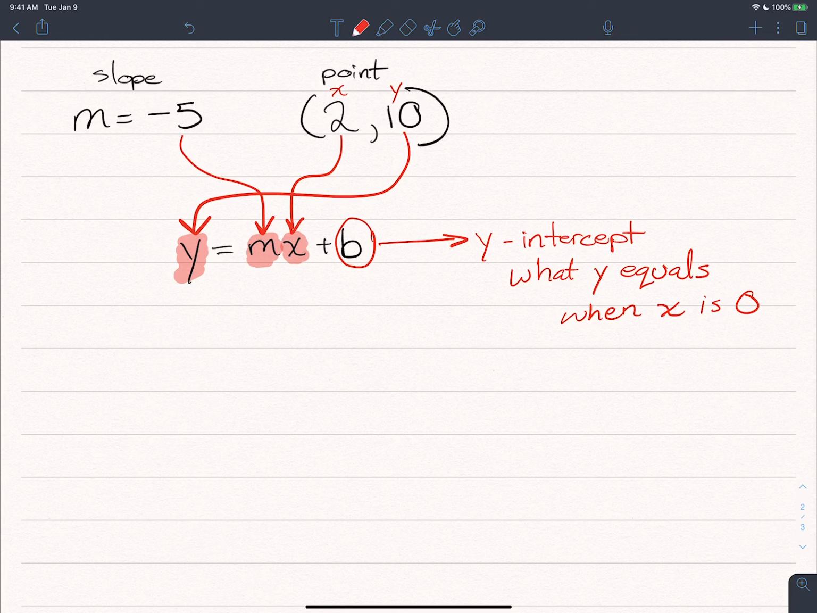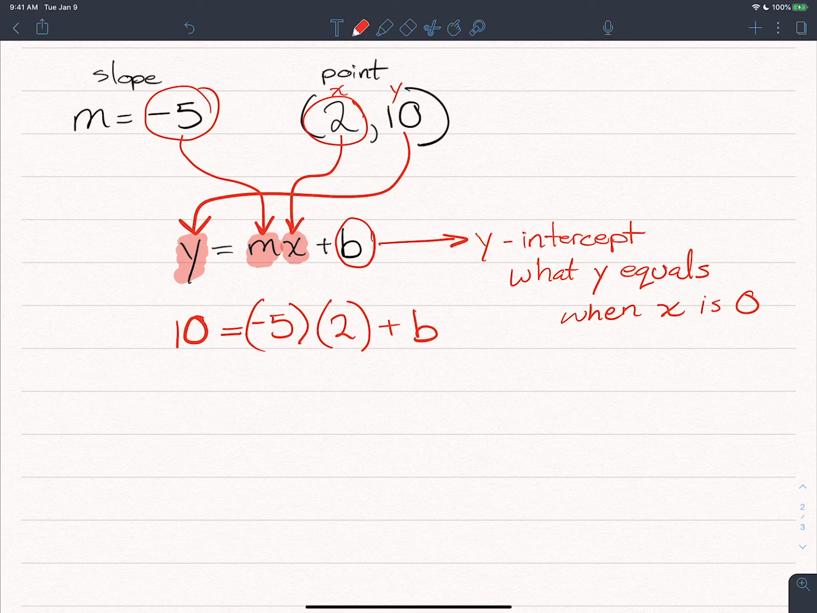So let's go back to step 1 and actually plug it in. We plugged in 10 for y, and -5 for the slope, m. So we plug in -5 for the slope. We plug in 2 for x, because that's what x is, plus b. And we leave b blank because we don't know what it is. That's what we're trying to find out.